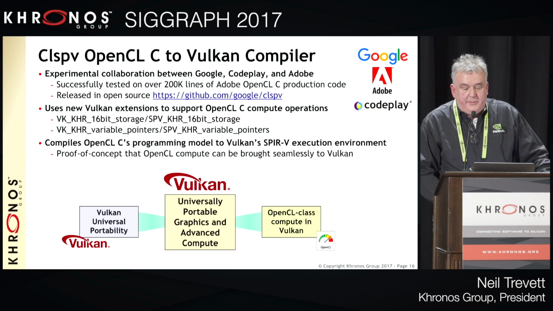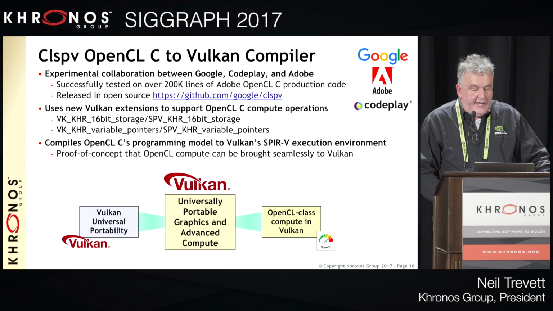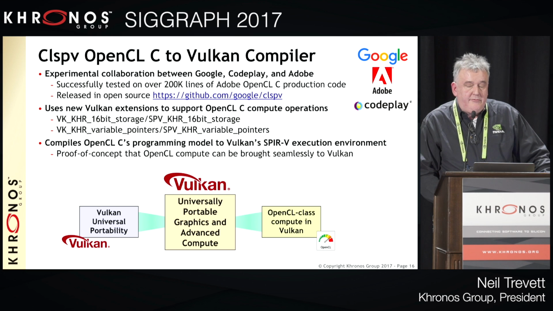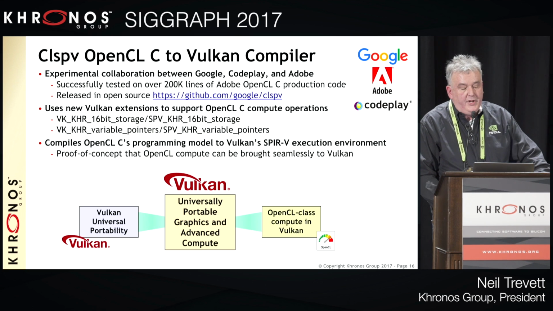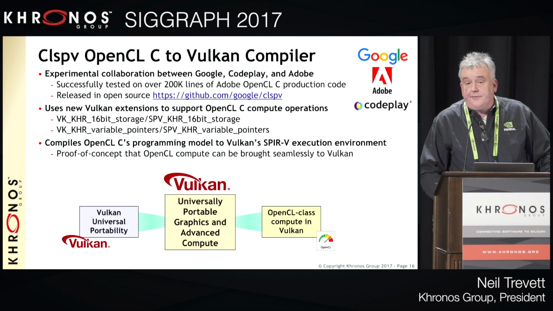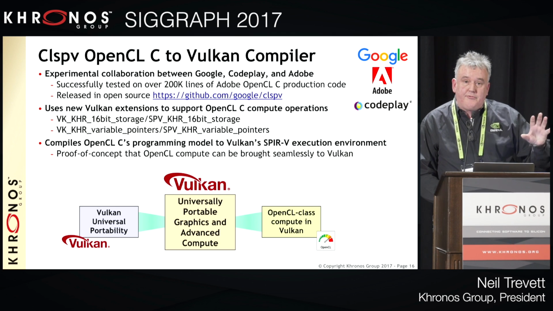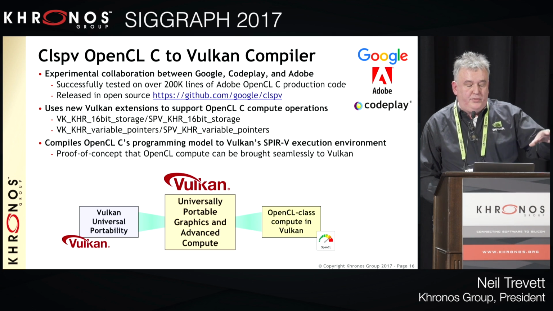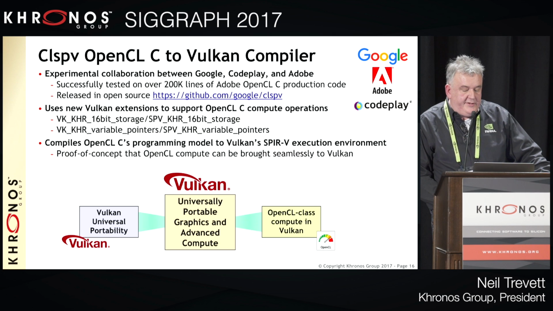CLSPV is an open source project by CodePlay, Adobe, and Google. It's an experimental compiler right now, but it's already been used to process Adobe's production OpenCL code. Turns out they have 200,000 lines of OpenCL-C. The compiler lets you compile that into Vulkan runtime SPIR-V, and run it in the Vulkan runtime. And it's using some of the extensions that have come into Vulkan as a result of people in OpenCL kind of pushing the compute capability.